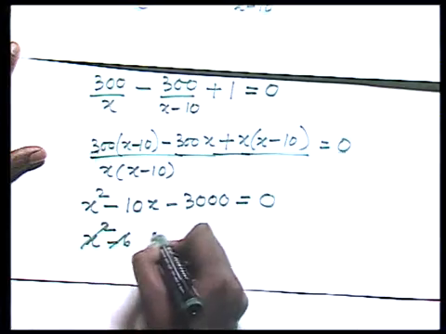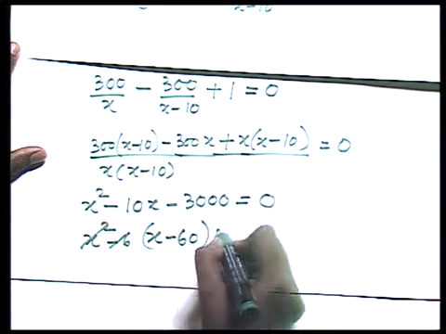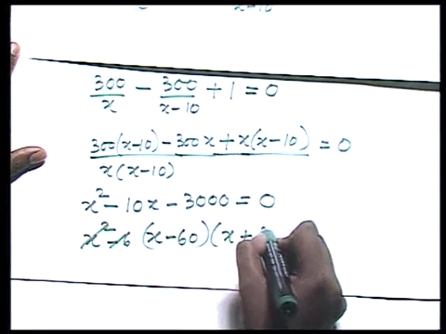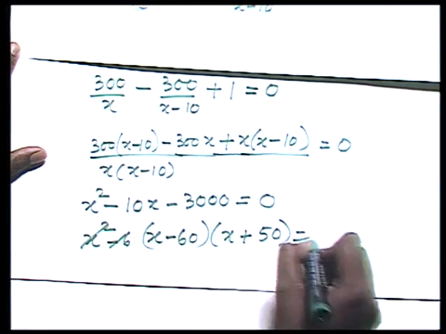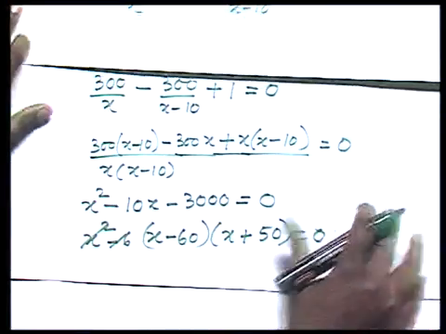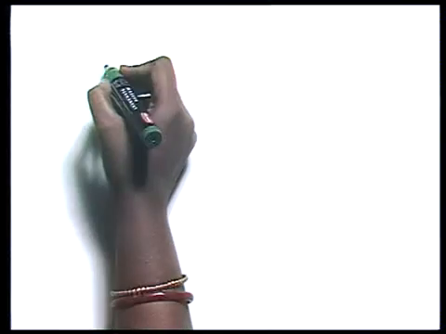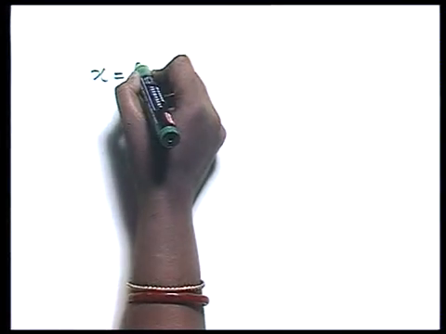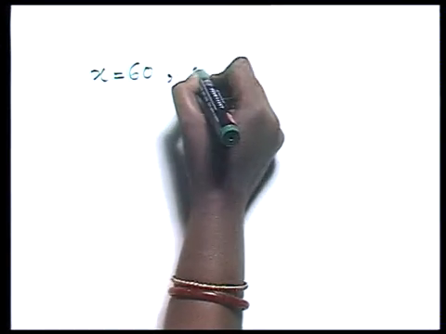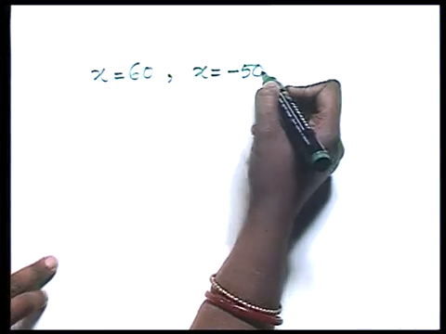Now, again we find that this equation is of quadratic form and we know how to solve a quadratic equation of this form. What will be the factors of this equation? The factors will be x minus 60 into x plus 50 equal to 0, and hence we get x is equal to 60 and x equal to minus 50.